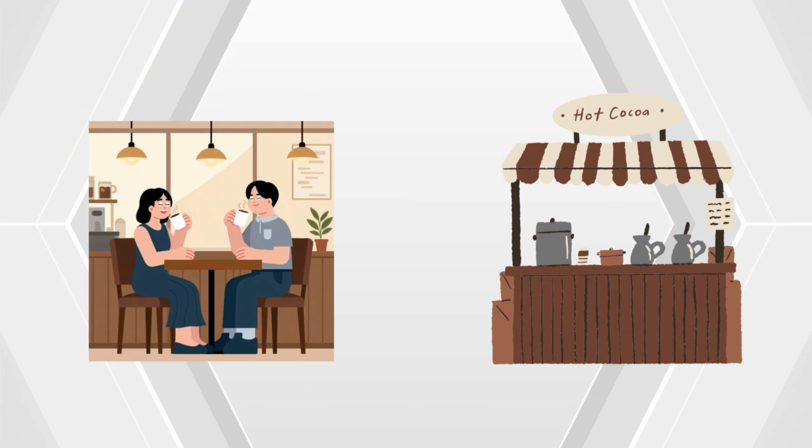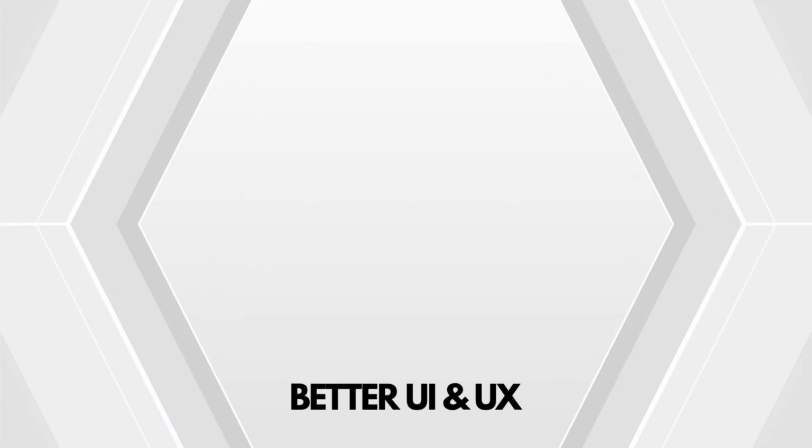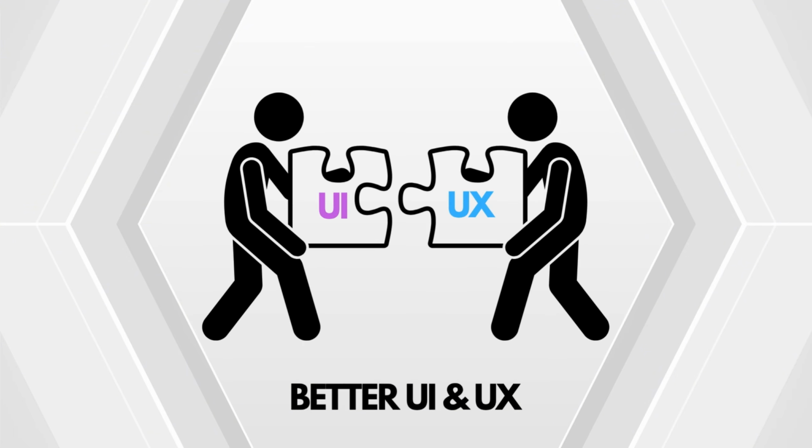Here's a simple example. Imagine 2 coffee shops. One shop looks beautiful, but takes 20 minutes to order coffee. The other looks simple, but lets you order in 1 minute. The first has better UI. The second has better UX. The best products combine both: beautiful design and a smooth user experience.